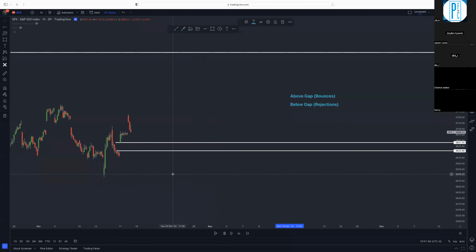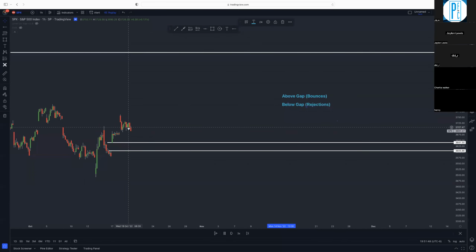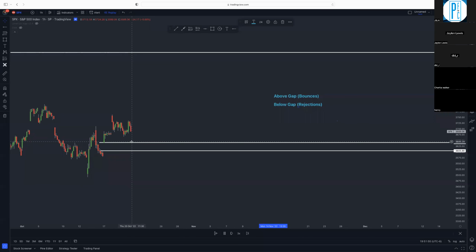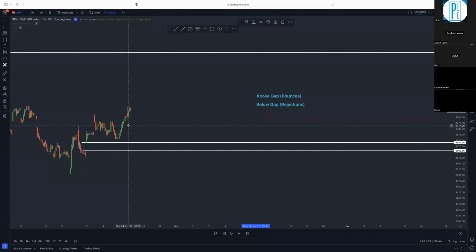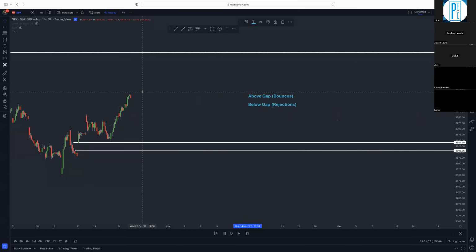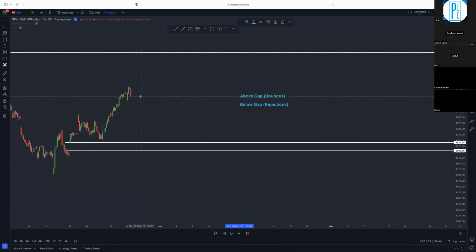So like I said, let's play it back. We see that it's trading above the gap. So if we see it get back to that gap, we take calls. There you go. It hit it. Take calls. You're in calls. Break above. And yeah.